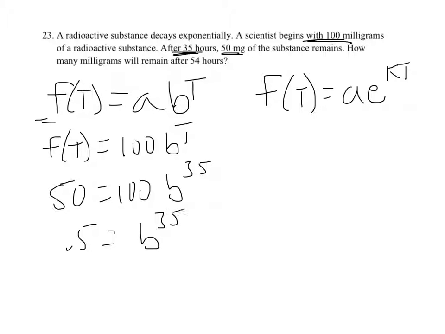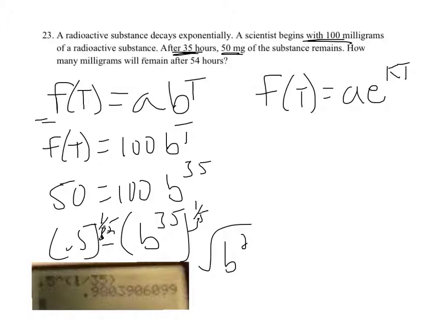And then just like if you have B squared equals something, you're going to take the square root. Well, we're going to take the 35th root. So I'm going to raise both sides to the 1 over 35. Okay, I can't write that well. I'm on my calculator. So that's what my calculator is telling me the 35th root of 1/2 is.